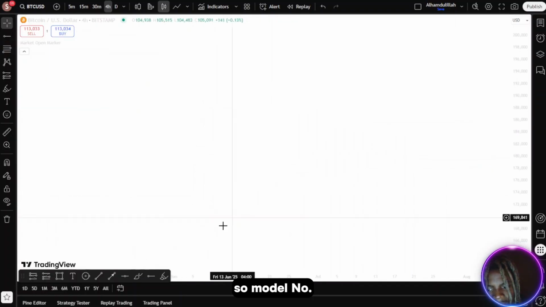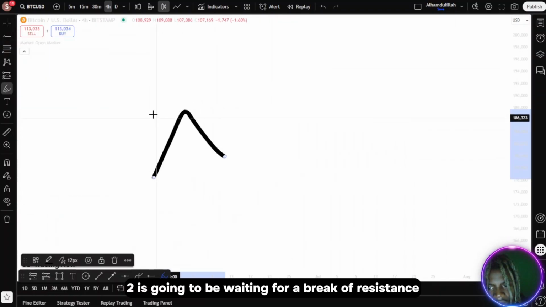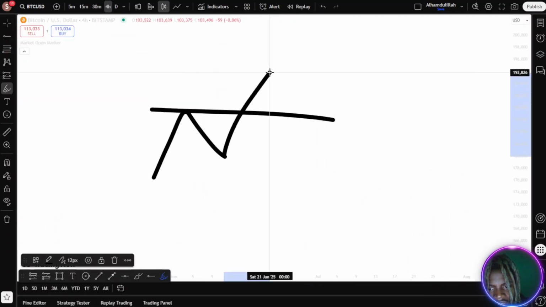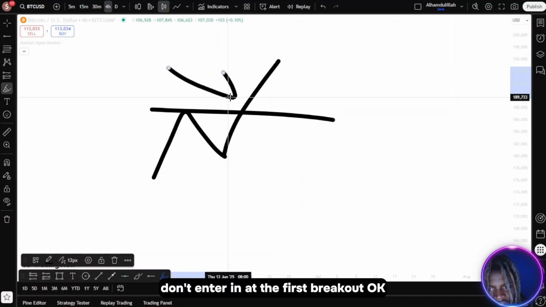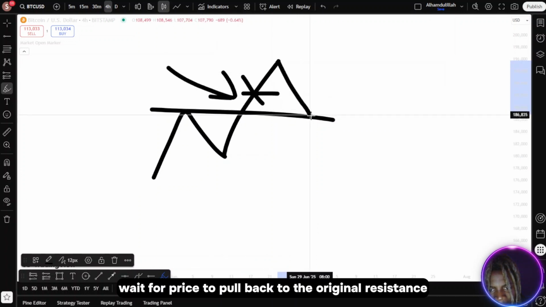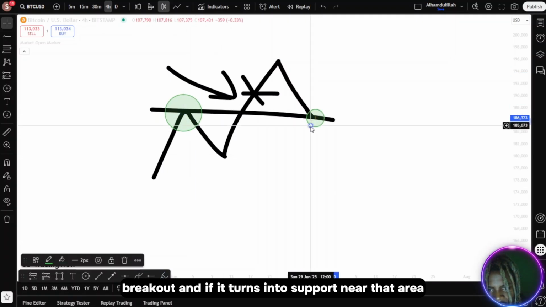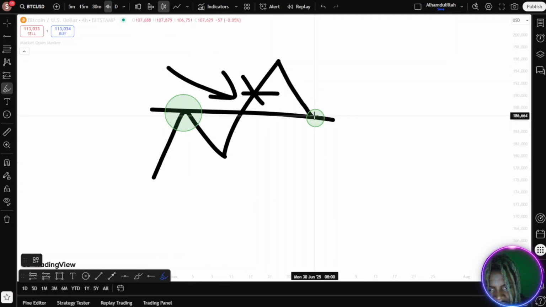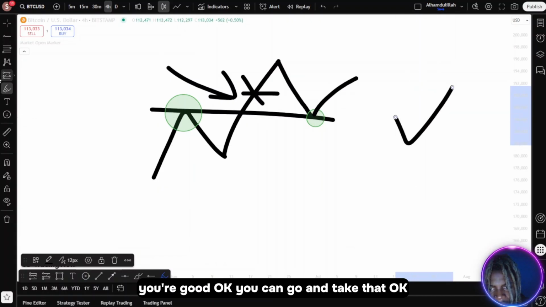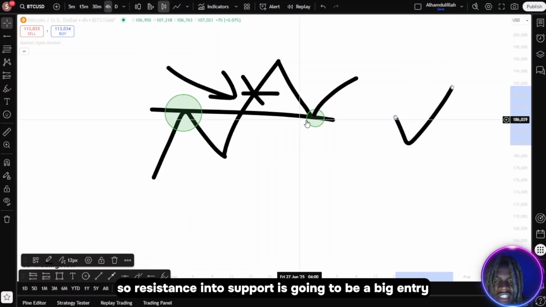So model number 2 is going to be waiting for a break of resistance to happen. Don't enter at the first breakout. Wait for price to pull back to the original resistance breakout. And if it turns into support near that area, you're good. You can go and take that. So resistance into support is going to be a big entry.